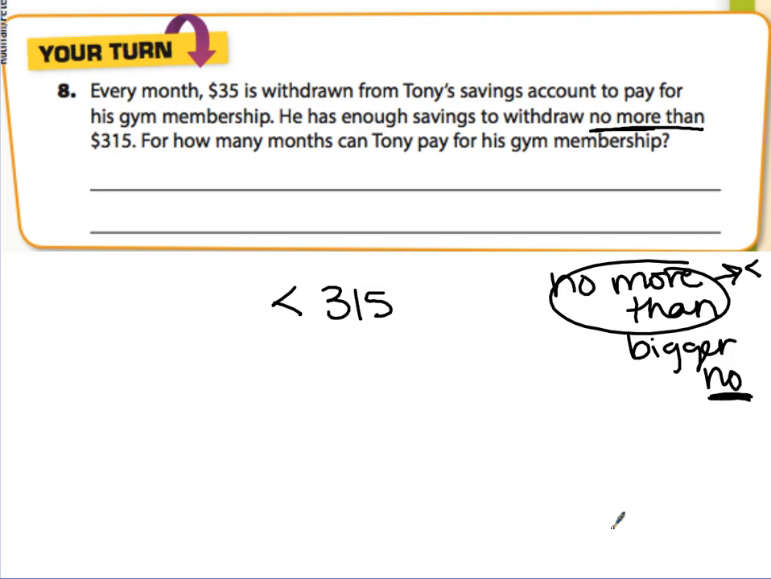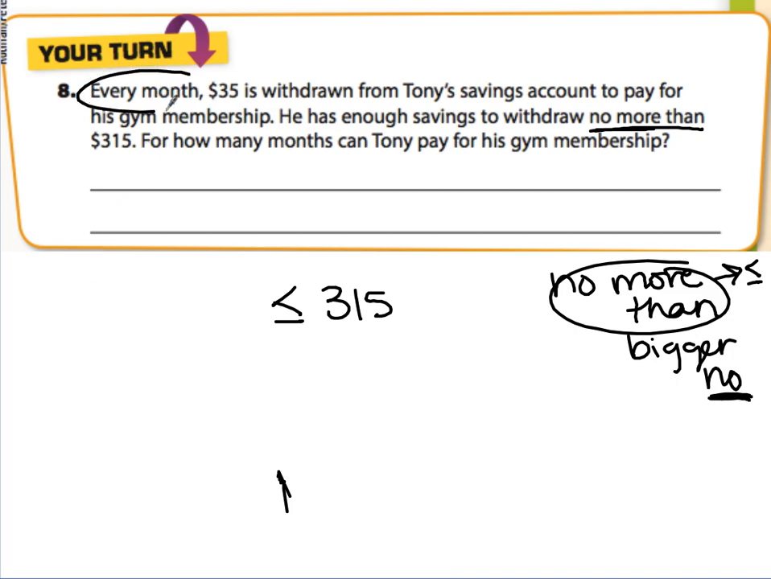Okay, could it be $315? With "no more than," yes, it could. But can it go higher than that? No. So I'm sorry, not your less than, your less than or equal to section. "More than" would be your less than, and "no more than" would be your less than or equal to. That little word "no" makes a huge difference.